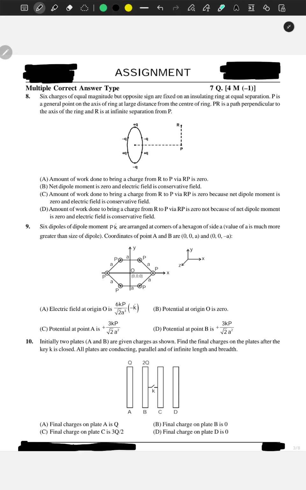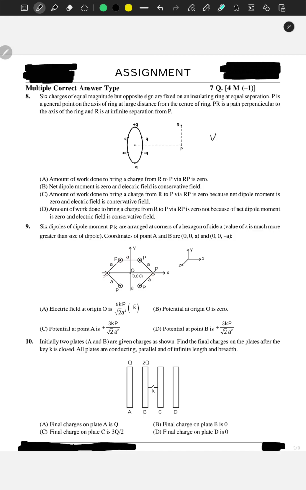Question number 8. Six charges of equal magnitude, plus Q and minus Q, are arranged on a ring. PR is a path perpendicular to the axis of the ring, and R is at infinite separation from P. The amount of work done to bring a charge from R to P by RP is 0.